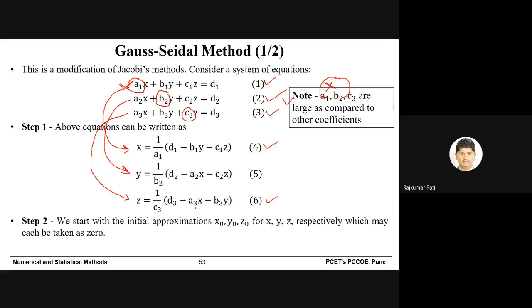So in step number 2, we will take x naught, y naught and z naught as initial approximate values of x, y and z respectively. And generally in the question, the initial values for x, y and z are not given to you. So initially assume x naught, y naught, z naught equal to 0 and you can start solving the problem. So that is another thing to understand.